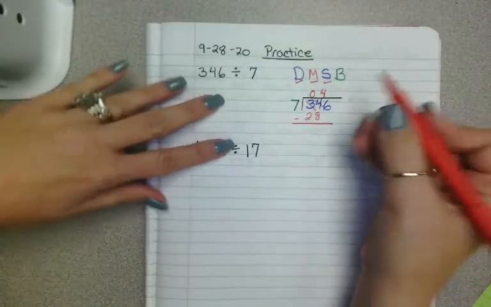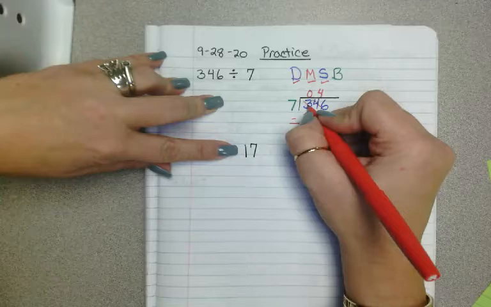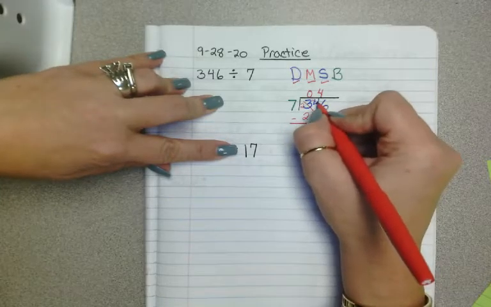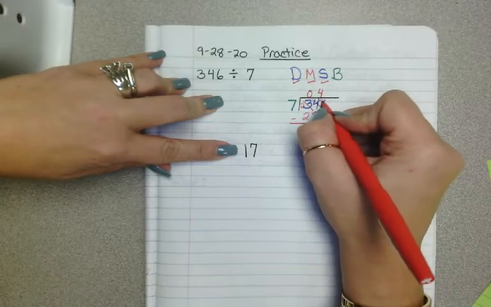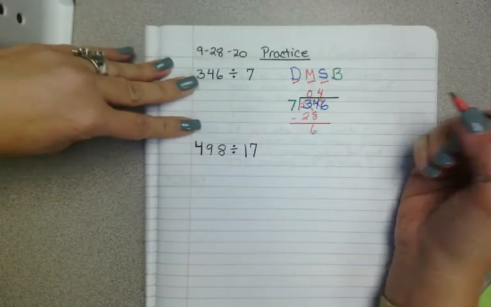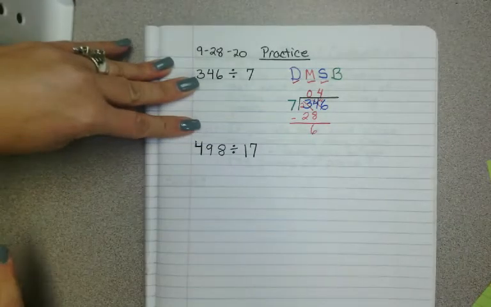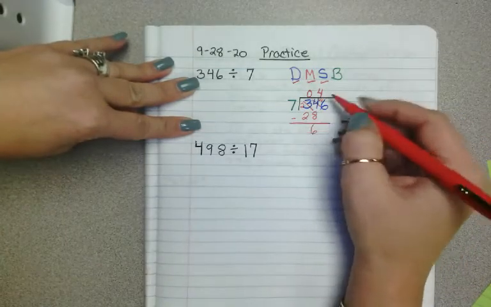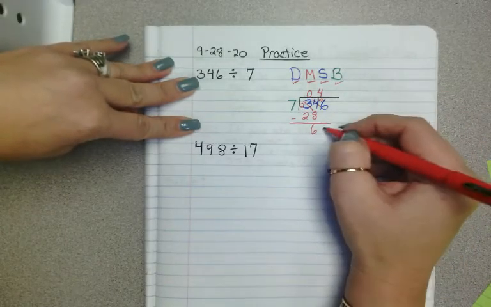So we're going to borrow a 10 from the 3, and that's going to become 2. This will become 14. So 14 minus 8 is 6. 2 minus 2 is 0. So the next step is to bring it on down.